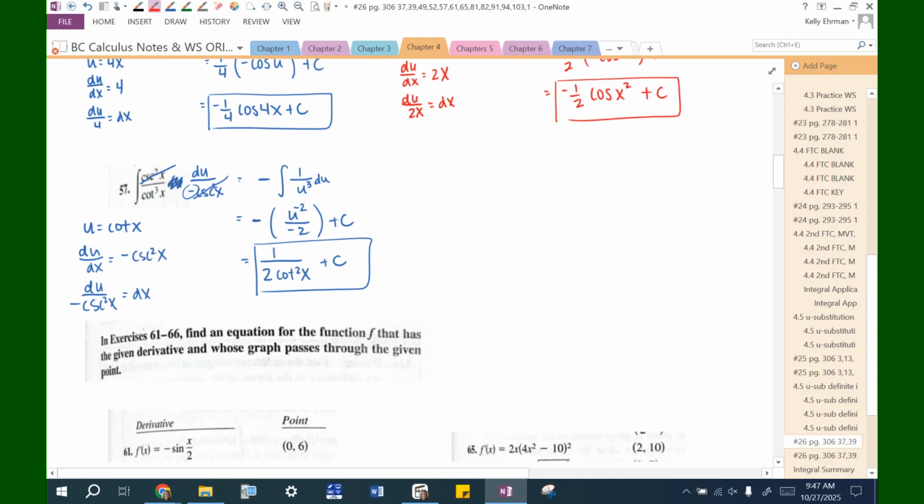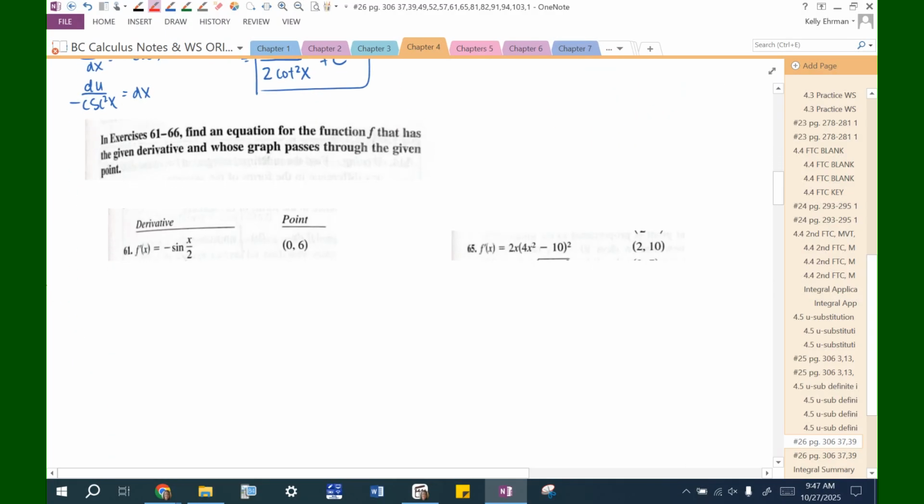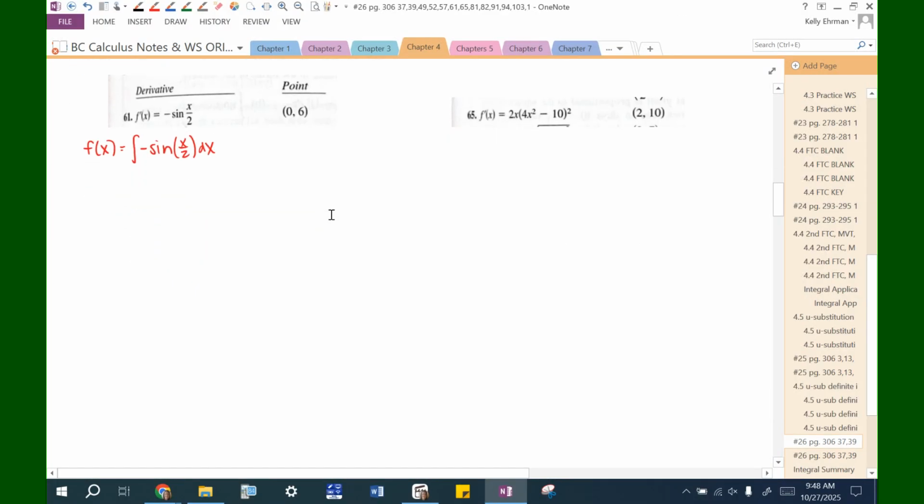All right, for the next section, find an equation. Find an equation for the function f that has the given derivative and whose graph passes through the given point. So we have a derivative equation, we have a point. So our goal is to find f of x. f of x is the integral of negative sine x over 2 dx. So first I start with an indefinite integral.